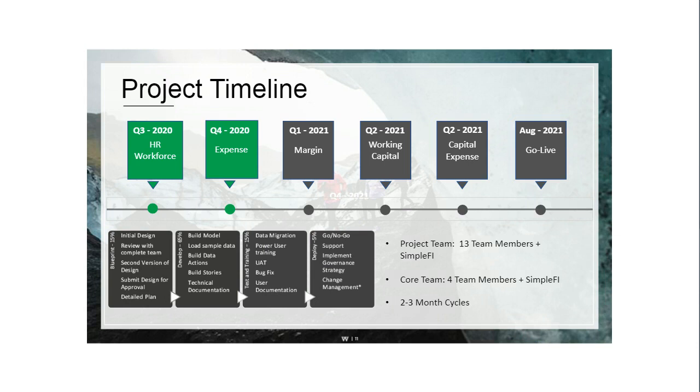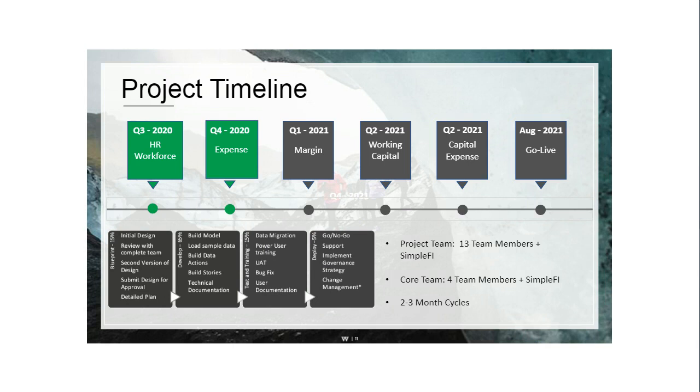So we've really allocated 2 to 3 months for each one of these planning functions for the build. 15% of that was allocated to a deep dive blueprint. We then allocated another 65% to actually building out the model, loading up the data, building out any data actions, stories, and really making sure we have that technical documentation in place. The next 15% of the time was spent with power user training, the user acceptance testing, building out that user documentation, and then the last piece was really set up for that go, no-go.